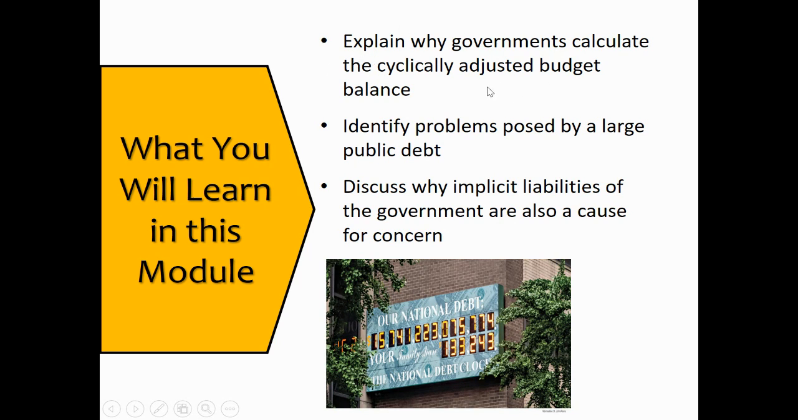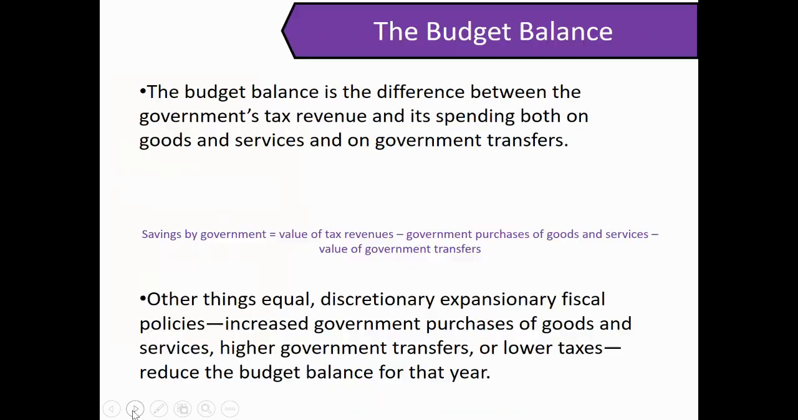So we're going to explain why the government needs to calculate the cyclical adjustments of our budget balance. We need to identify some problems with public debt, and what happens if we have a long-term debt. Right now, our debt is what, 22, 23, 24 trillion dollars, and it's going up really, really fast.